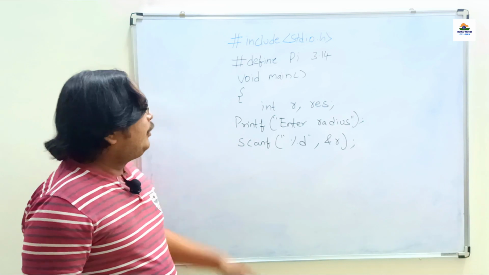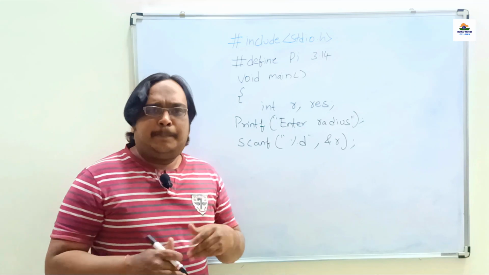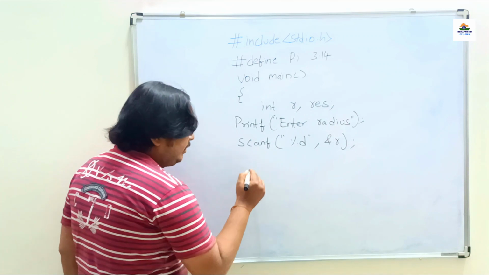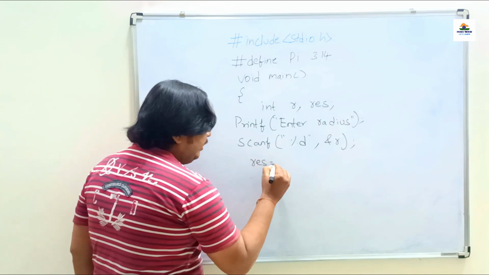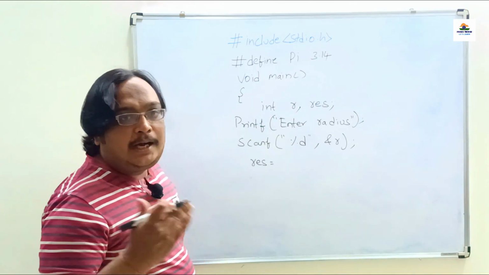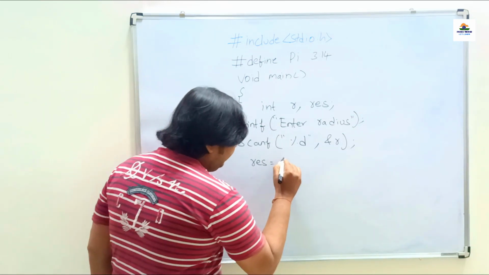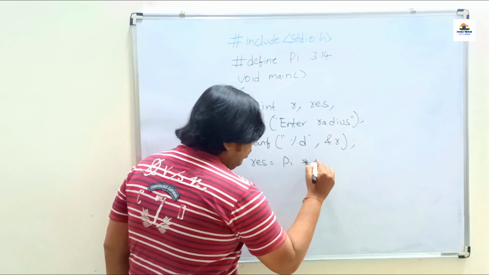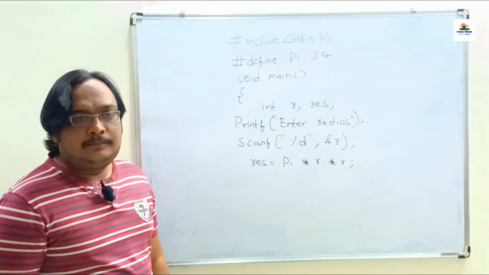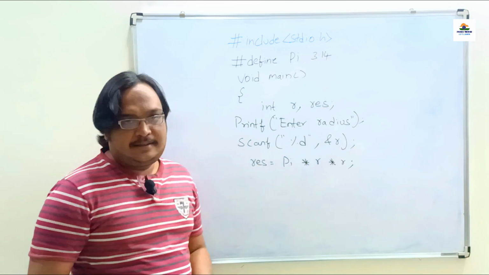After taking the input, you already have the pi on the top. You took radius as an input. Then apply the formula and store it in the result. To store the result, I have taken a variable called res. res is equal to, what is the formula? Pi r square. So pi r square means pi into r into r. That is pi * r * r, semicolon. So this total value will be calculated and stored in res.